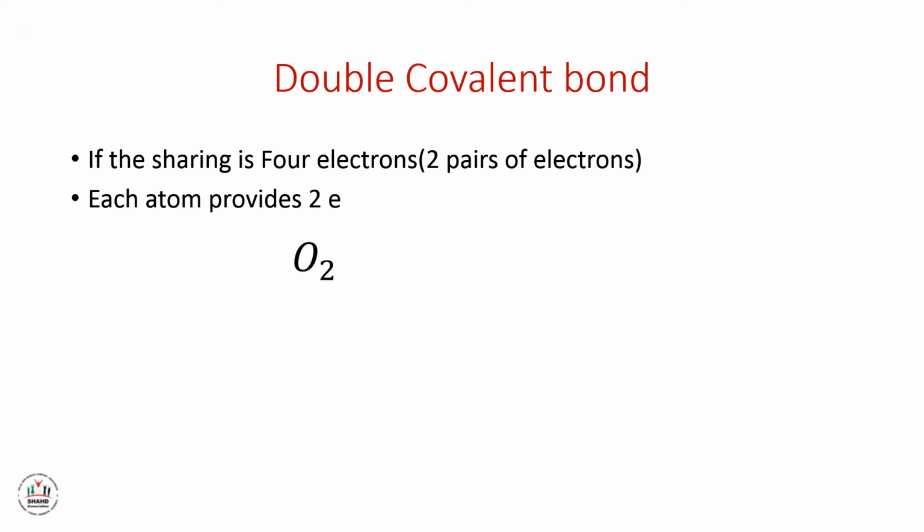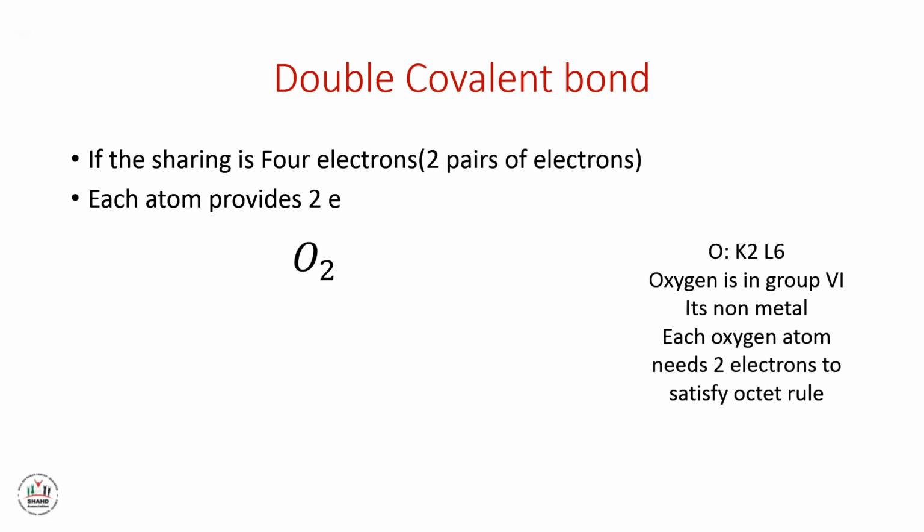Let's make the electron configuration of oxygen. So it's K2, L6. From this electron configuration, we can tell that oxygen is in group 6. It is non-metal. So each oxygen atom needs 2 electrons to satisfy octet rule. In this case, each oxygen atom shares 2 electrons.